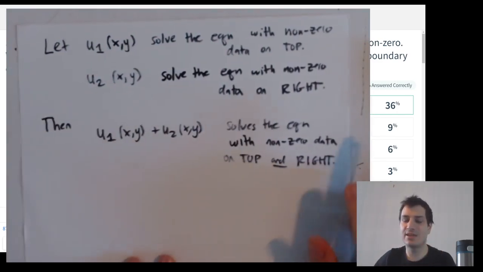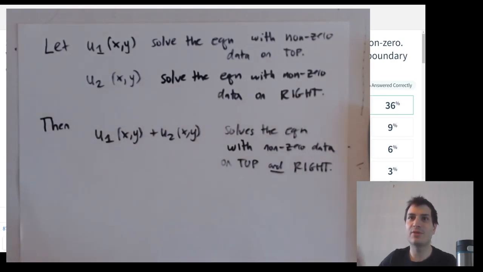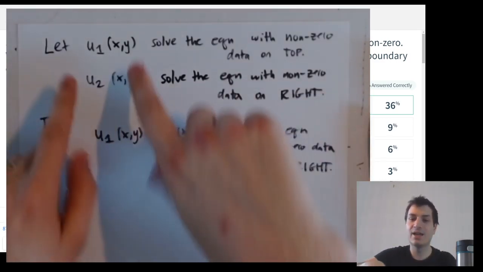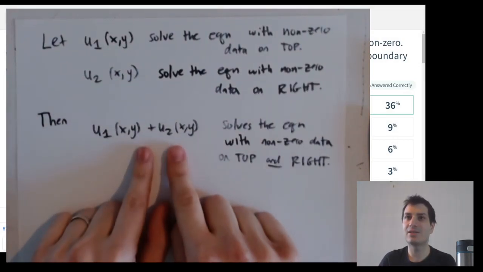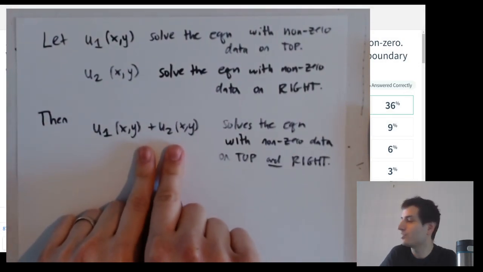In practice, this is how you solve it. You do all the math I did for this one special case where three sides are zero and one side is non-zero. Then if you want more than one non-zero side, you solve each side separately and then just add them all together. That is what the superposition principle lets you do.